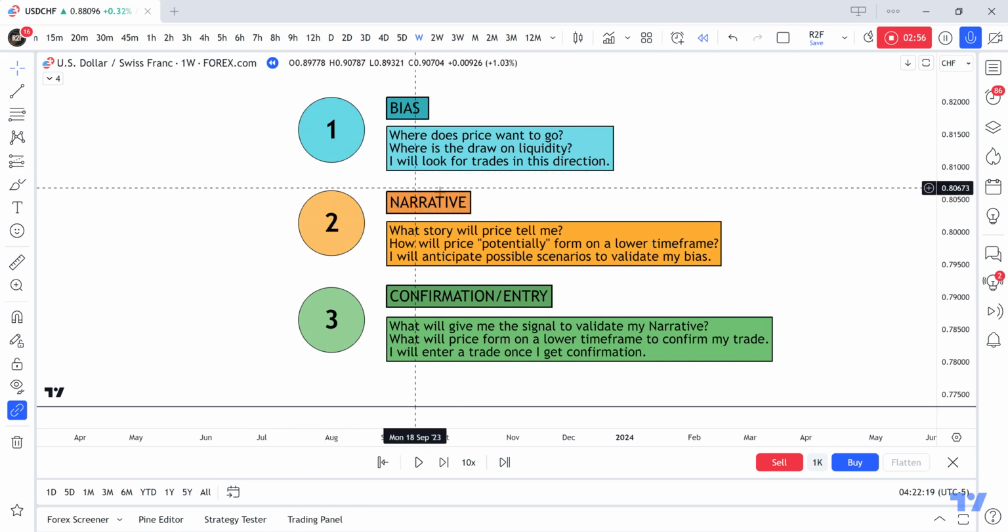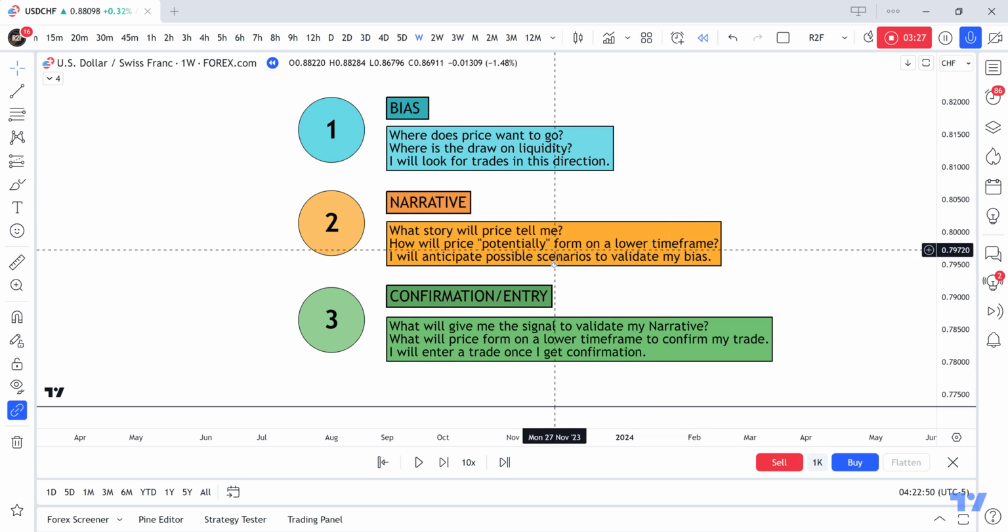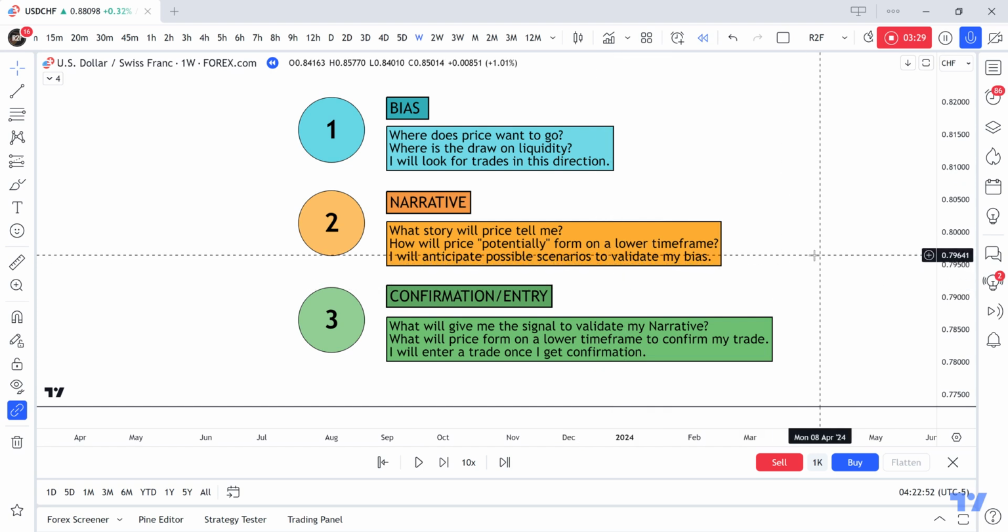Number two, I have my narrative. By definition, narrative means story. So what story will price tell me? I'm looking on a lower time frame to see how price may potentially form, such as attacking a pool of liquidity before reversing, retracing, expanding here and there, etc. I may have a few scenarios that I'm anticipating and looking for, so I'd be able to strike when the iron's hot. I'll anticipate all these possible scenarios to validate my bias. If I see them playing out, I can say my bias seems to be correct.